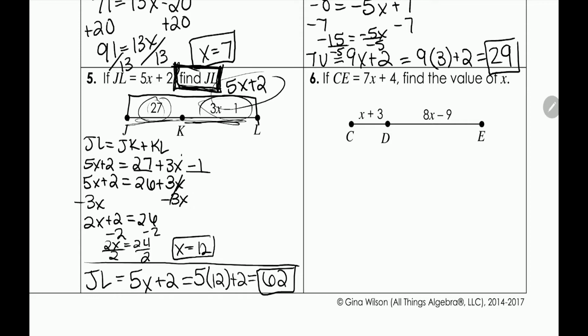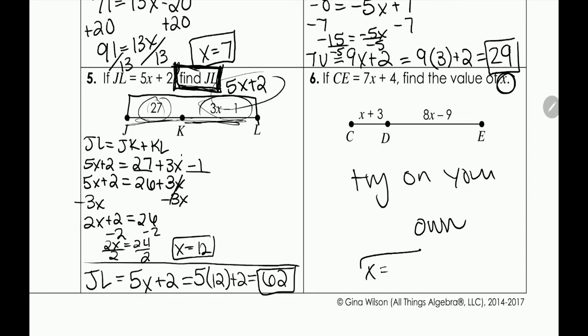I want you to try number 6 on your own. So try this on your own. It's a little simpler because you are just looking for x. You're going to have the answer x equals some number, and that's going to be all you need to do.